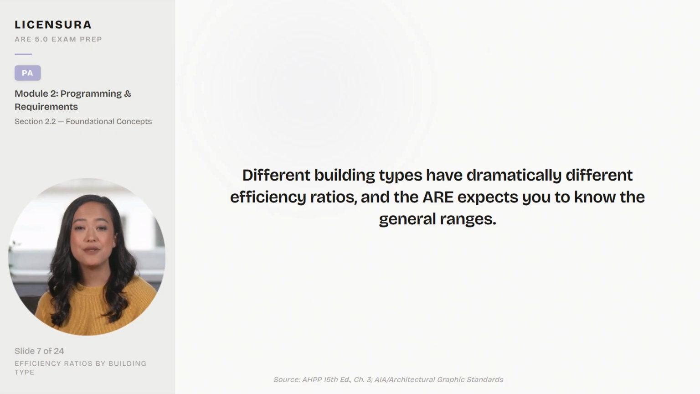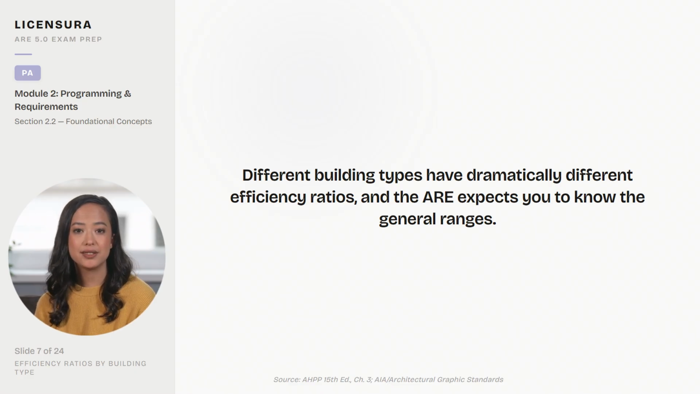Different building types have dramatically different efficiency ratios, and the ARE expects you to know the general ranges. A hospital is far less efficient than an office building because it requires more circulation, mechanical space, and specialized infrastructure. The efficiency ratio is one of the single most commonly tested concepts on PA. Expect at least one question about it on exam day.